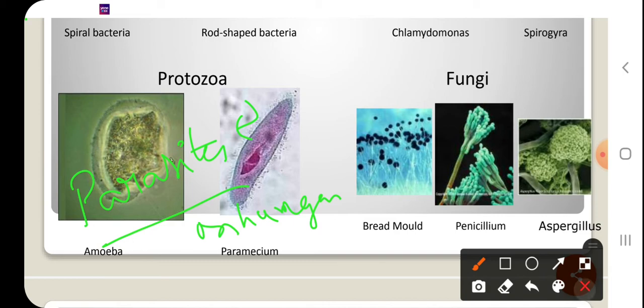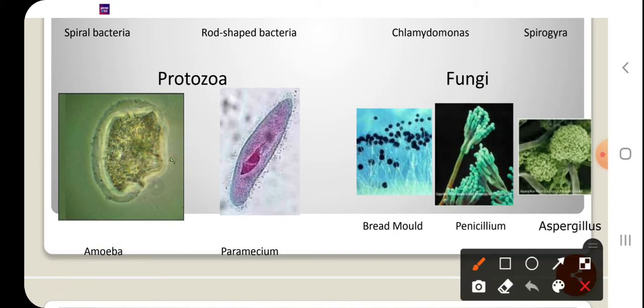Okay, so now after protozoa, the next variety of living organism that we find is your fungi. Fungi is a group of living organisms which resembles a plant, like it has a globular head and a stalk-like structure, but it does not have any chlorophyll in it, unlike a plant. That's why it is kept under a special group called the fungi group.